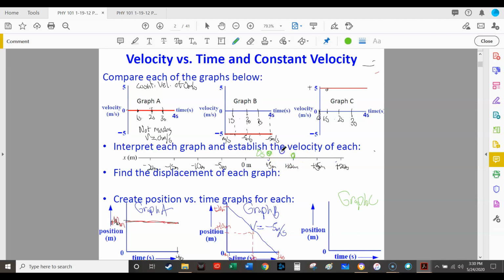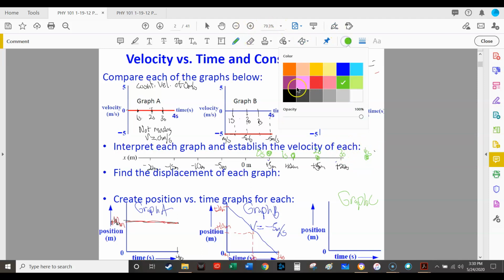So here we go. At the 1-second mark, it's at 10 meters, and that means it's traveled to the right. Here's 2 seconds, 3 seconds is at the 20 meter mark, and then I'm going to have to add the 4 seconds over here, and it's right here. And I'm actually going to have to add to the number line.